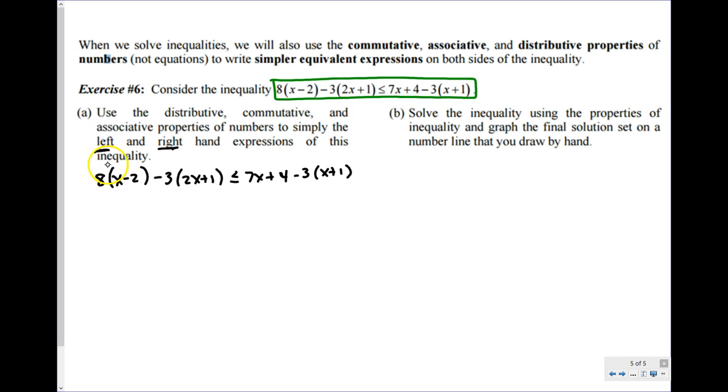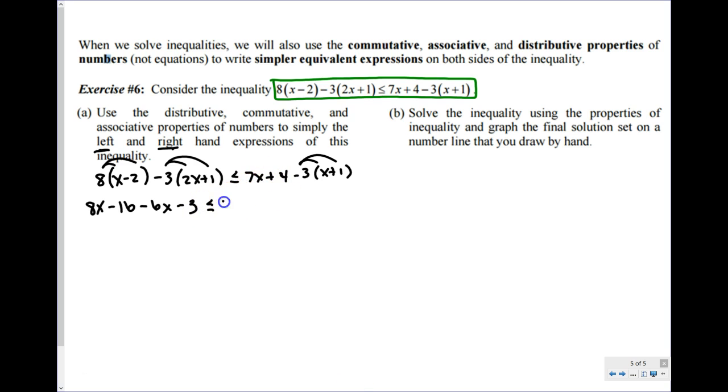Alright, so let's solve. I'm going to first do all of these crazy distributions. There's 3 of them. 8 times x is 8x. 8 times negative 2 is negative 16. Negative 3 times 2x is negative 6x. Negative 3 times 1 is negative 3. So there's my left-hand side distribution.